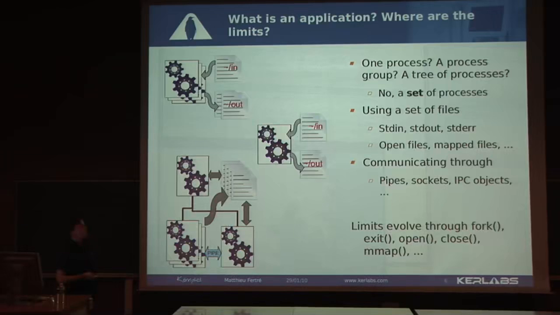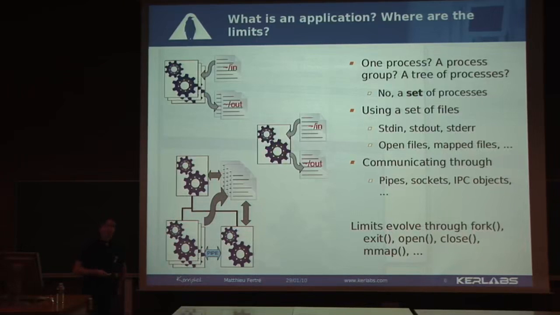Okay, so you have an application, but an application is not only processes, it's also files. You need files for your application. Those files are mainly the terminal, but this can be open files, this can be mapped files, and so on. And of course, your processes are probably communicating together with pipes, sockets, IPC objects, and so on. So the limits of an application evolve during the life of your application. It evolves with fork, with exit, with open, with mmap, and so on.